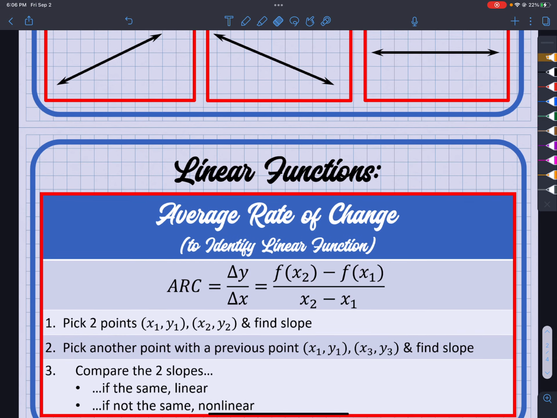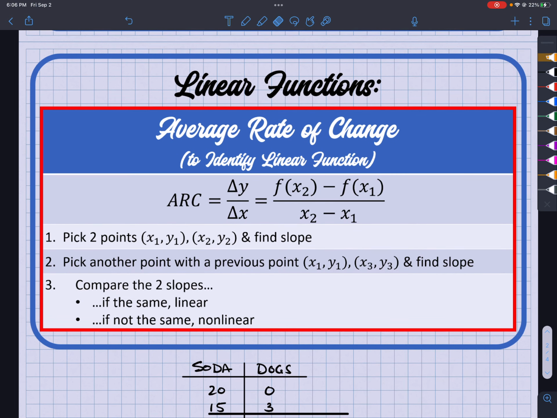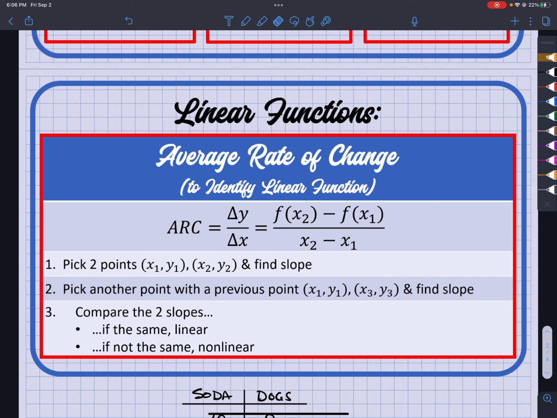All right? So with linear functions, anytime we're given a set of points and we're trying to figure out if it's linear or not linear, let's go ahead and find the slope so that we can figure that out, okay? So pick 2 points, find the slope. Pick another 2 points, and notice how I said the x1, y1, and I repeated that, and then pick a different second point and find that slope. If the 2 slopes are the same, then we're linear. If not, then we're going to be nonlinear.